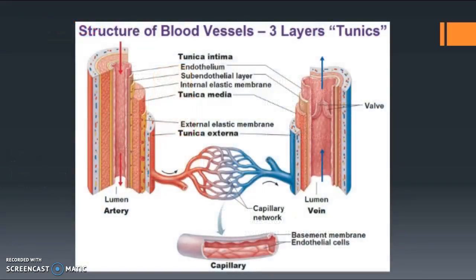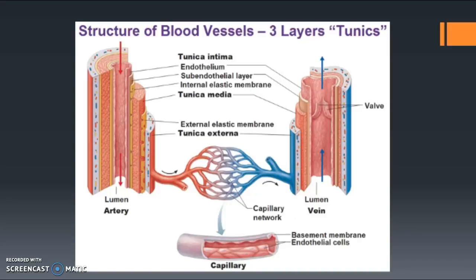And lastly here, we're just going to be talking about the structure of the blood vessels and the 3 layers of the tunics. We have the tunica intima here, the tunica media, and the tunica externa. The tunica intima, which is this part here, is the innermost layer of the arteries and the veins, and the tunica intima is composed of a thin layer of endothelial cells and lines the entire circulatory system, from your heart to the large arteries all the way down to your tiny capillary beds.